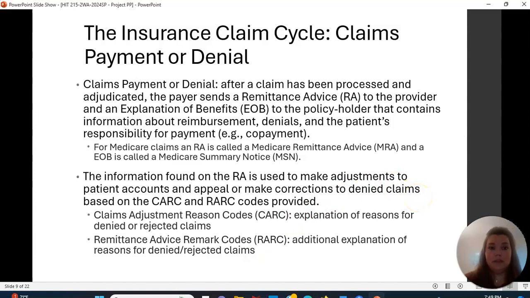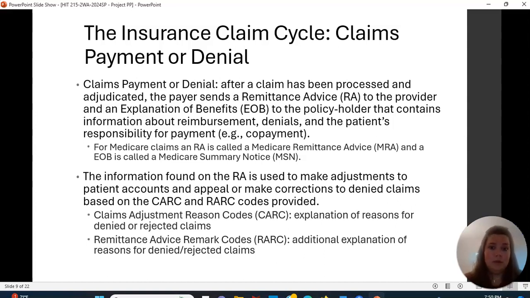And then we finally come to the result of our claims cycle, which is either claims payment or claims denial. So after the claim has gone through processing and adjudication, the payer sends a remittance advice to the provider and then an explanation of benefits to the policyholder. And these documents have information in them about reimbursement, denial of reimbursement, and then also the patient's responsibility for payment.